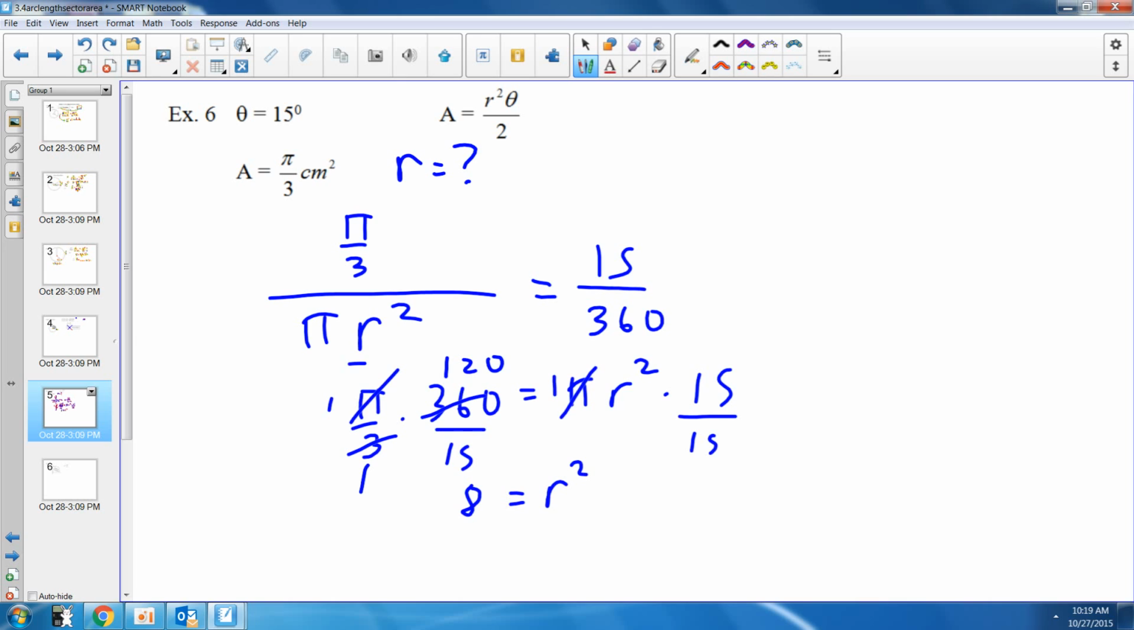Then I take the square root of both sides. Remember, it has to be plus or minus. However, your radius is positive, so you're dealing with the square root of 8, which is 2 square root of 2. So the radius in this case is 2 square root of 2. Nice, exact answer. This has some nice algebra to go through. Again, the focus: set it up as part over whole, and you can do all these problems.